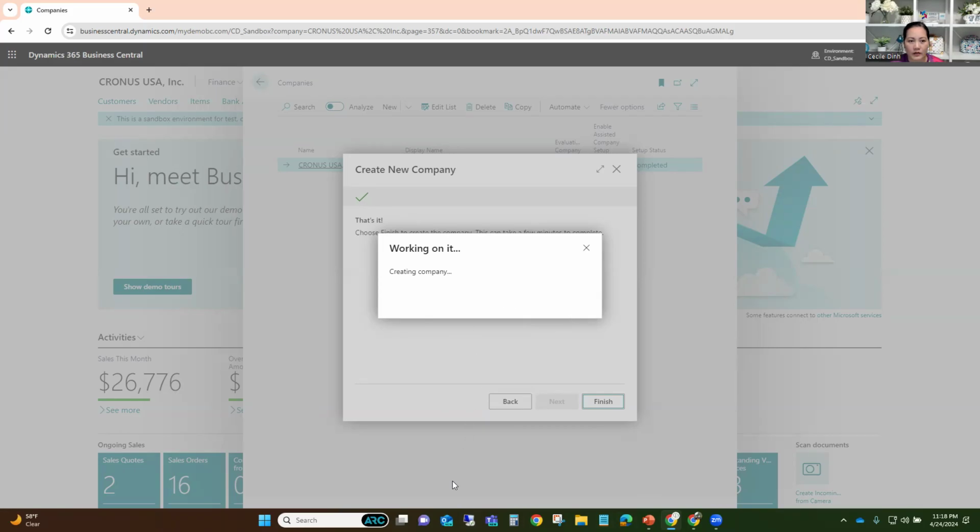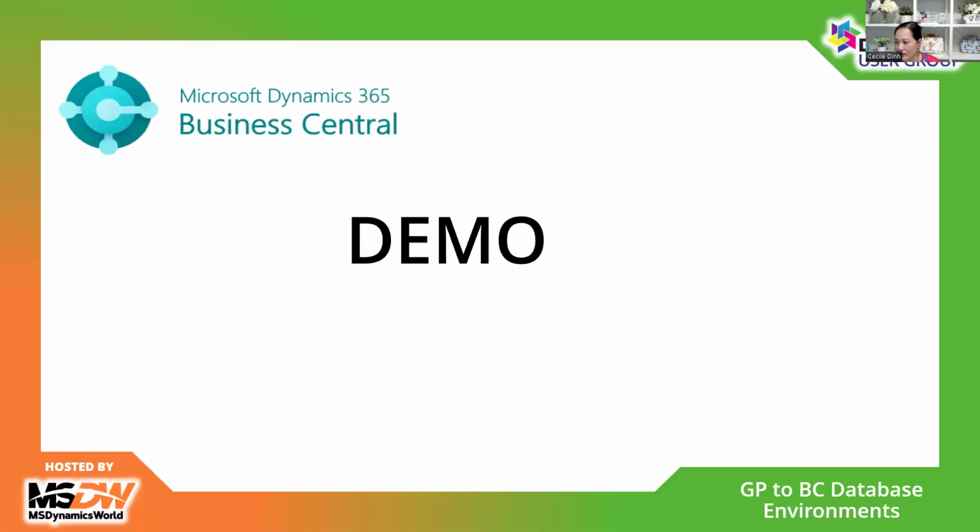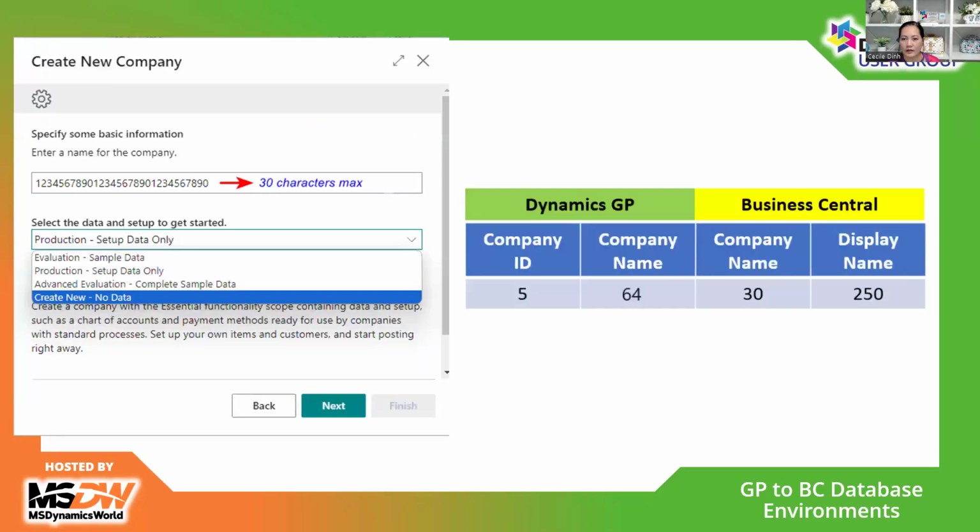All right. So while waiting, let me switch back to my presentation. We'll get back on here. Okay, so in creating new companies, you have up to 30 characters maximum. And again, we're creating right now a new company with no data. And this is the comparison of Dynamics GP and Business Central.